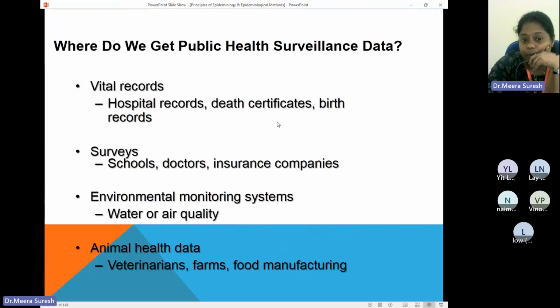Then we can do surveys to get data from schools, colleges or educational institutions, insurance companies, from doctors, and from environmental monitoring systems. Because when we learn about air pollution and its connection to respiratory diseases, we need to know the air pollution level of that particular city during a particular duration. And this we can get only from an institution, sorry, not association, an institution which will be collecting this data. According to each country, there will be some institution collecting the air quality level every day, and from them we will get the data.